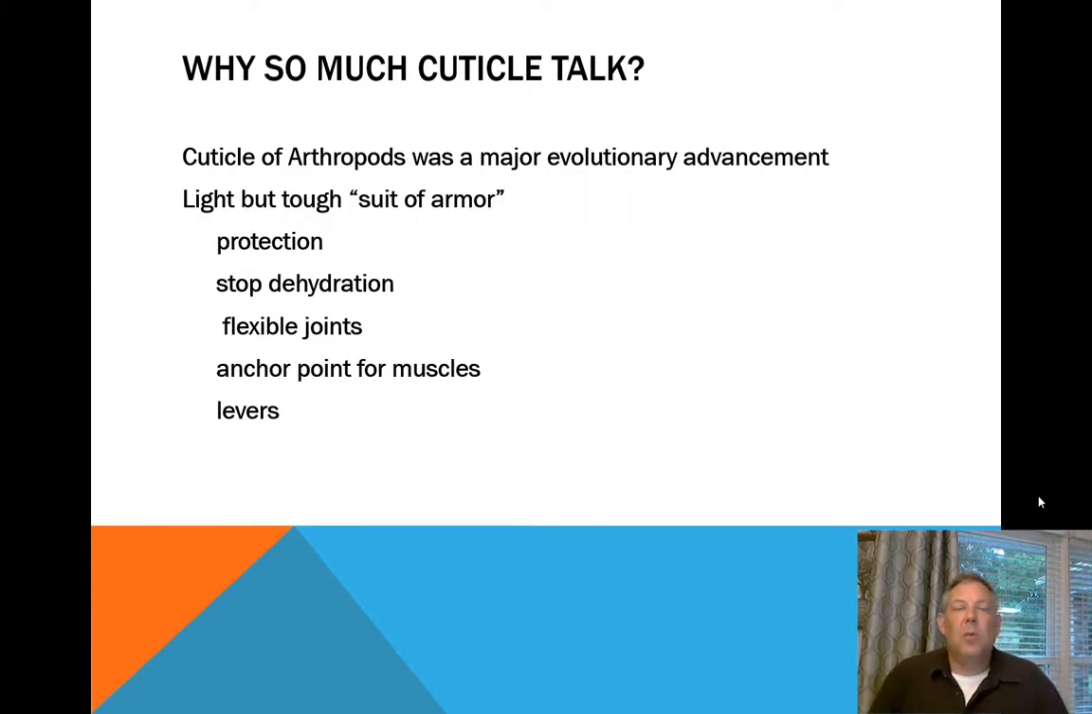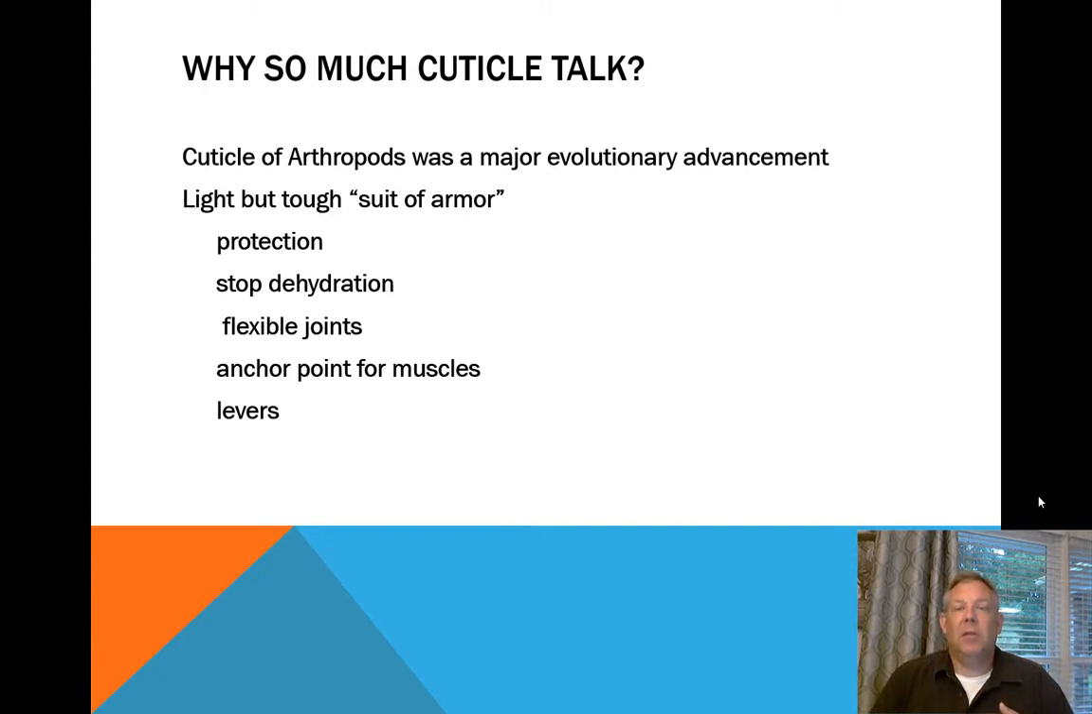And so why do we talk about the cuticle so much when we talk about arthropods? Well, this was a major evolutionary advancement. This really allowed them to explode as an animal phylum. And again, you can think of it as a suit of armor. And so if you think of a suit of armor, it's very tough, but it's got joints, where it needs to have joints so you can be mobile. But this suit of armor, this cuticle, is very light too. And so it's got a lot of advantage.